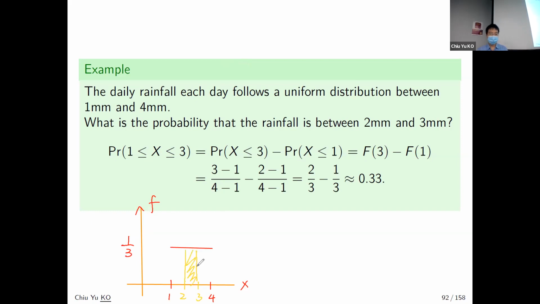So the first way to do it is using primary school math. The base is 1, the height is 1/3, so the answer is 1/3.